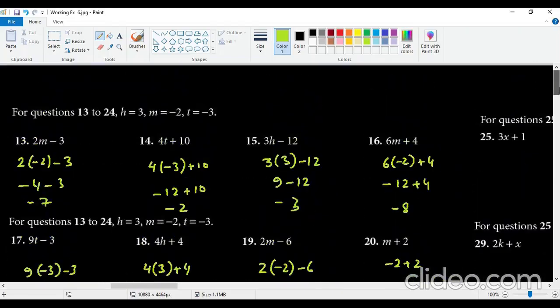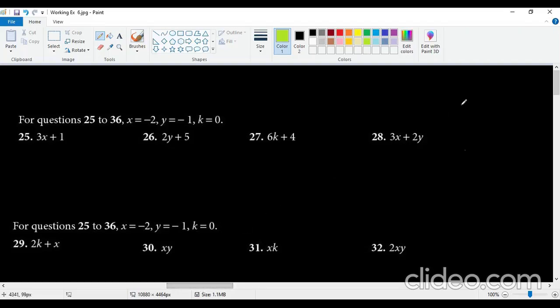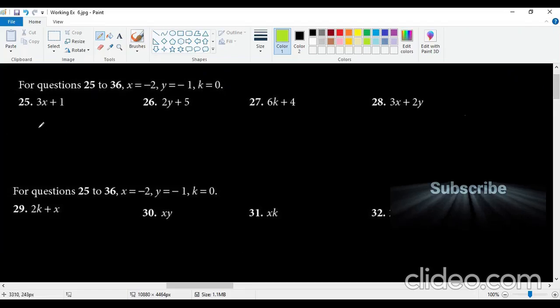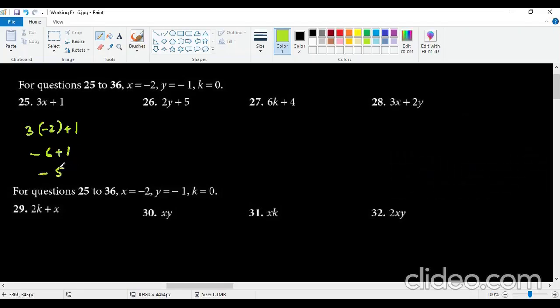25. In question number 25, things are different. In here, x, y, and k values are given. So for question number 25, it is 3 times negative 2 plus 1. That means negative 6 plus 1, or negative 5, is going to be your final answer. When it comes to 26, it is 2 times minus 1 plus 5, negative 2 plus 5 is going to give you a positive 3.